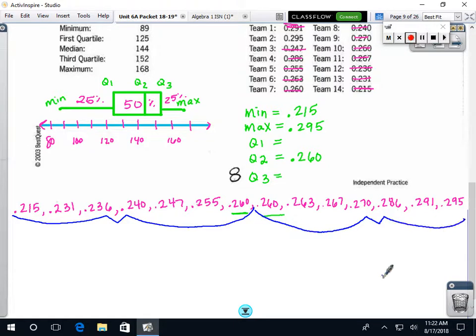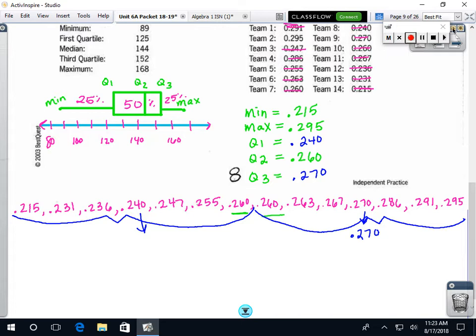So now the lower half is made up of 7 numbers and the upper half is made up of 7 numbers. And in the lower half is where we can locate quartile 1, the lower quartile. And what's in the middle of those 7? 0.240. And then what's in the middle of the upper quartile? 0.270. Okay? So now we have the 5-number summary, which is what we need to construct a box and whisker plot.